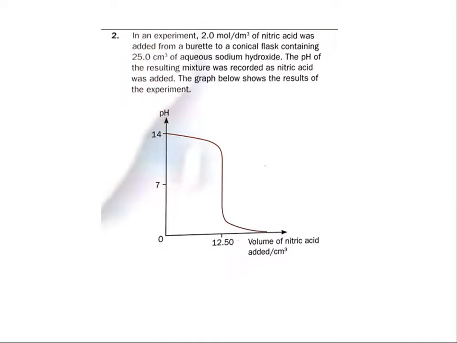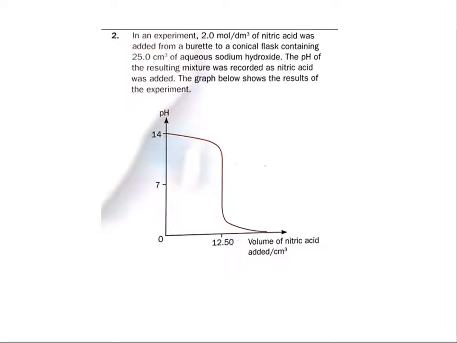Hopefully this clarifies and meets enough criteria for doing our question. Now moving towards the question. In an experiment, 2 moles per decimeter cube of nitric acid was added from a burette to a conical flask containing 25 centimeter cube of aqueous sodium hydroxide. The pH of the resulting mixture was recorded as nitric acid was added. The pH is measured with a universal indicator, and the graph shows the results of the experiment. So it's pH versus the volume. It's basically turning from alkaline to acidic.